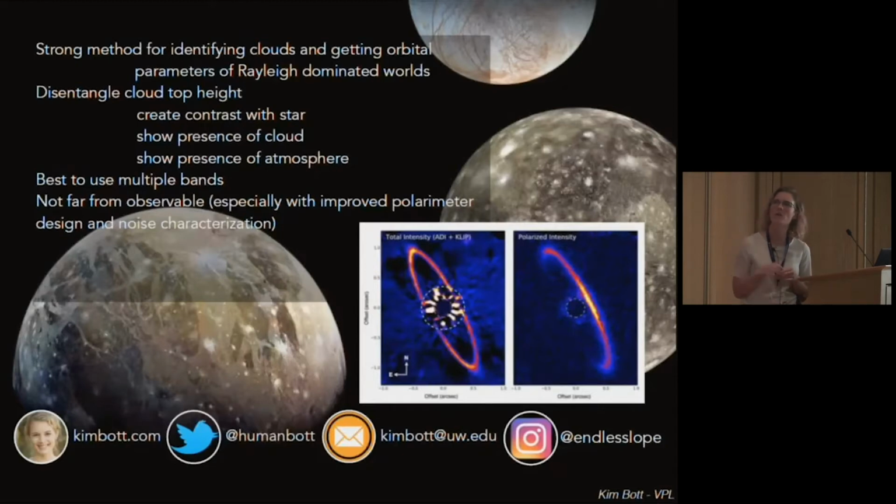We also need to think about architecture and whether it's useful for the kind of science that we want to do for us to have our polarimeters in front of our coronagraphs or after them, because that's going to also determine, obviously, the type of science that we could be doing. And with that, I'll open it to questions.